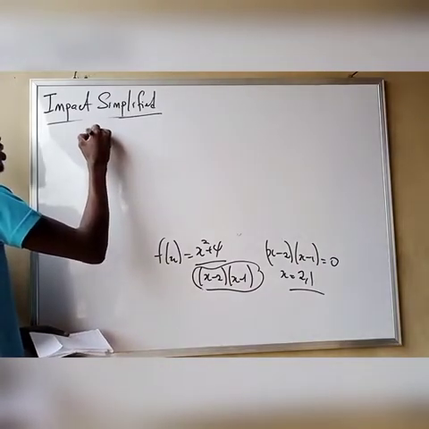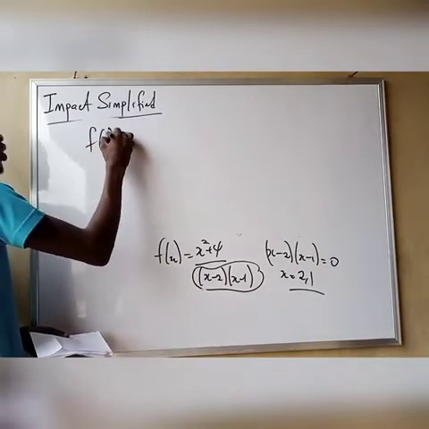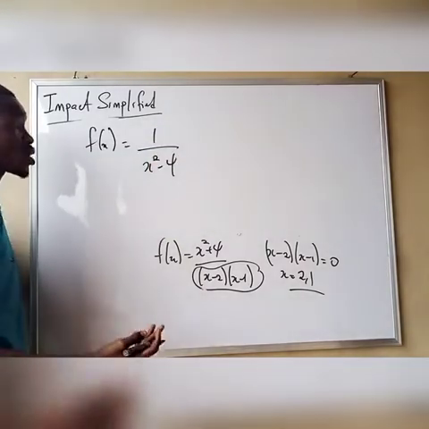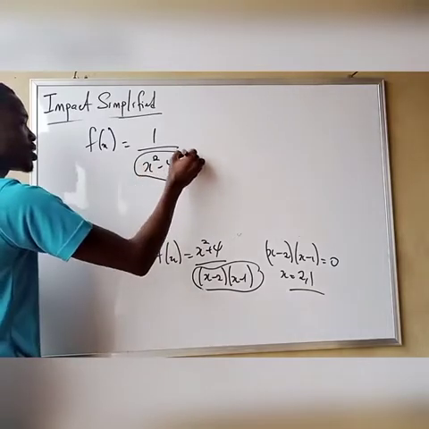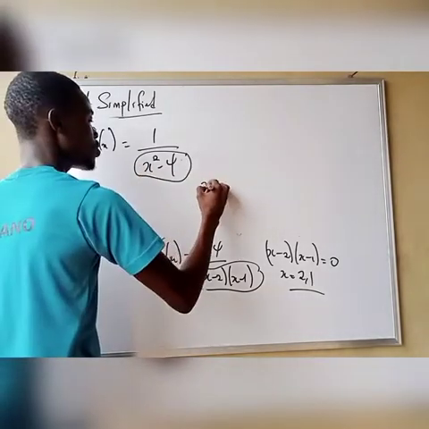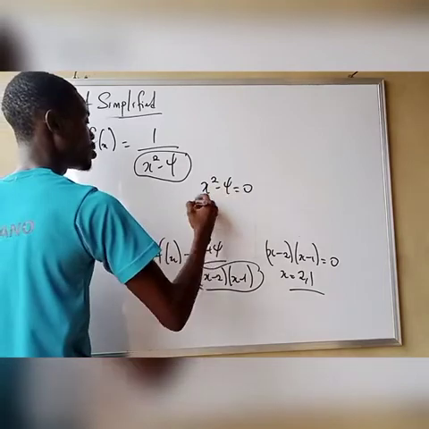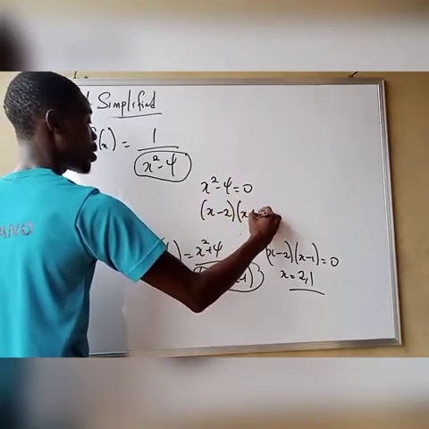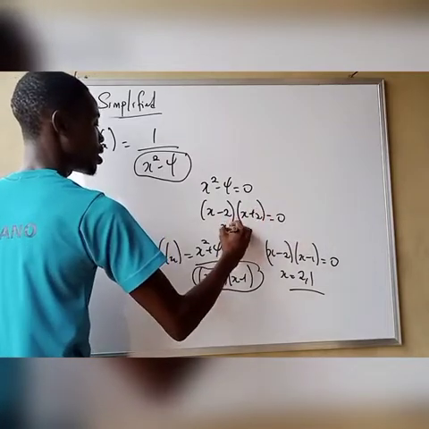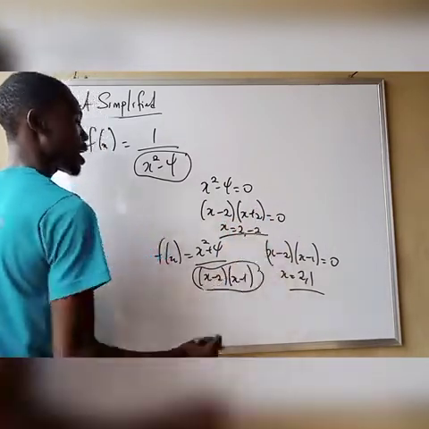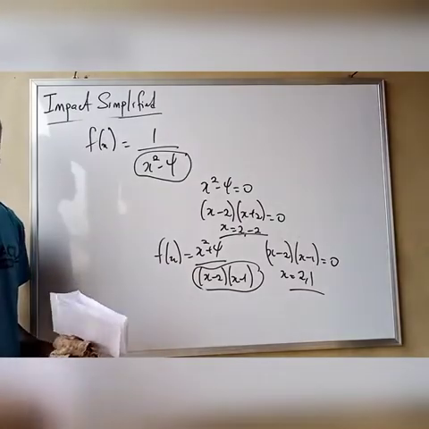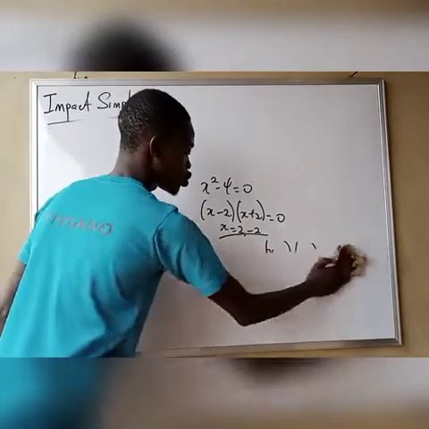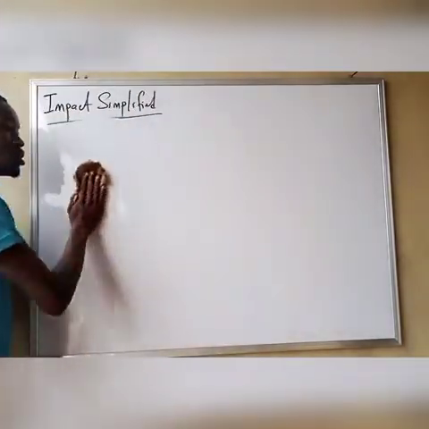Now, let's look at this. Find the point of discontinuity of this function. We have f of x is equal to 1 over x squared minus 4. Wow. So how can we solve this? Just equate your denominator to 0. And if you equate your denominator to 0, this is a difference of two squares. And that will give us x minus 2 and x plus 2 is equal to 0. And what is your x? 2 and minus 2. That means the points of discontinuity are at 2 and minus 2.